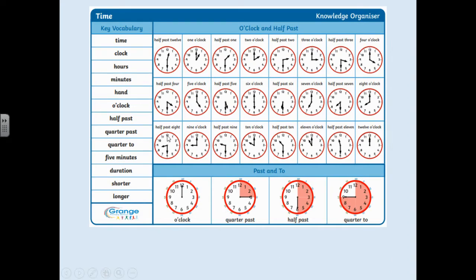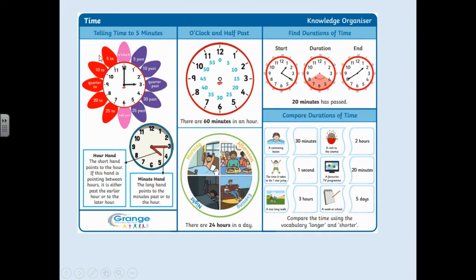Over here, what we have got is times which are either half past or o'clock. Now this one is showing us what past and to look like. So this is o'clock, quarter past, half past and quarter to. Right, we had been looking at telling time to 5 minutes.